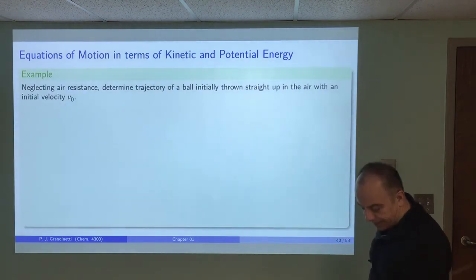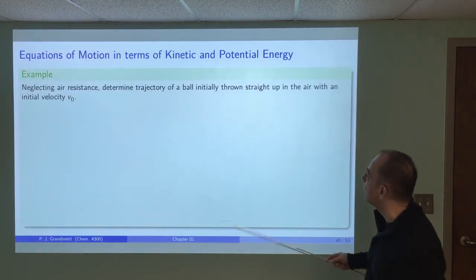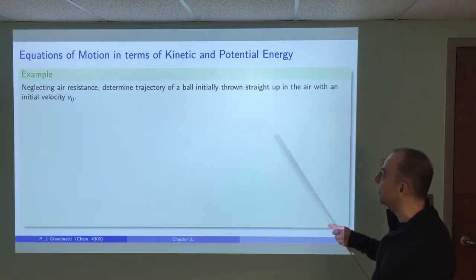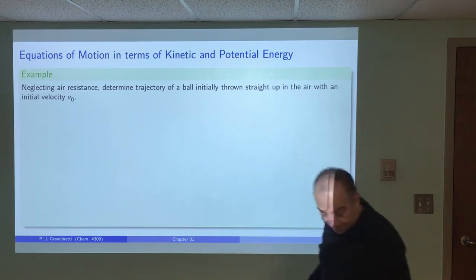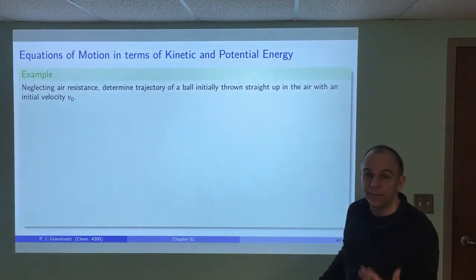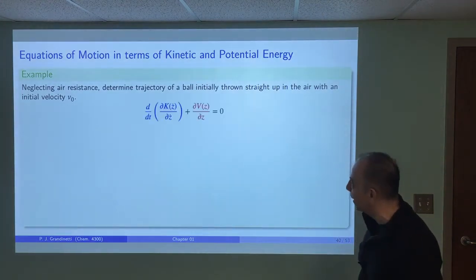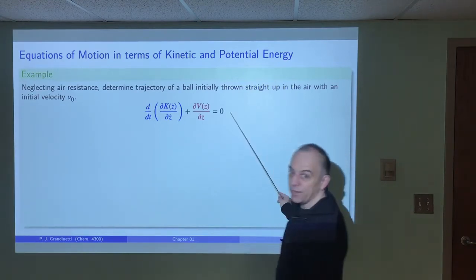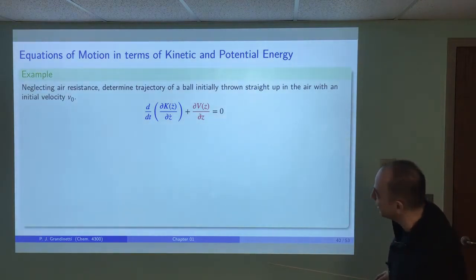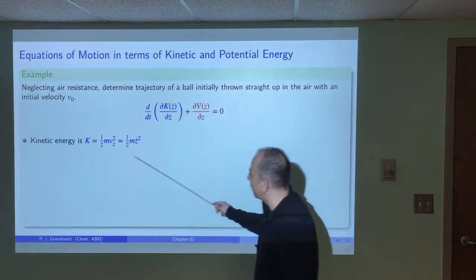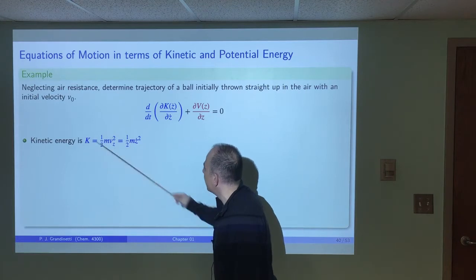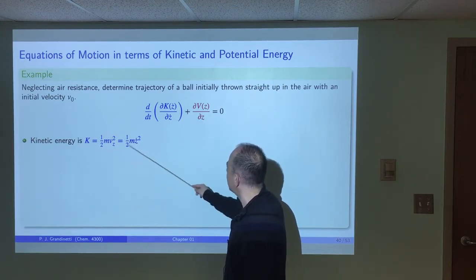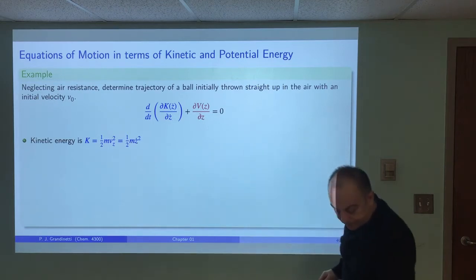So let me give you an example of how you might use that. Let's say that you want to determine the trajectory of a ball that's initially thrown straight up in the air with some initial velocity, and we're going to neglect air resistance. So this is a one-dimensional problem. It's probably the simplest problem you might be able to imagine. I'm going to write down my equation. It's only in one dimension, so I only have z for this. And I'm going to write down the kinetic energy. The kinetic energy is 1/2 m v_z squared, so in my notation now, it's 1/2 m z dot squared.